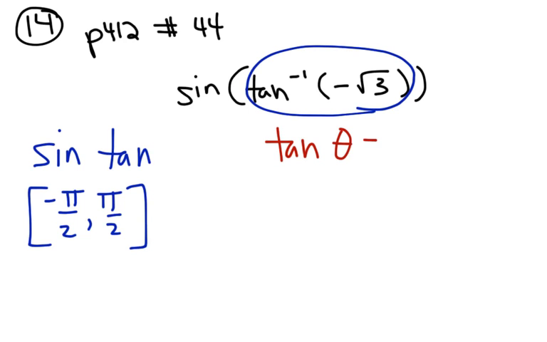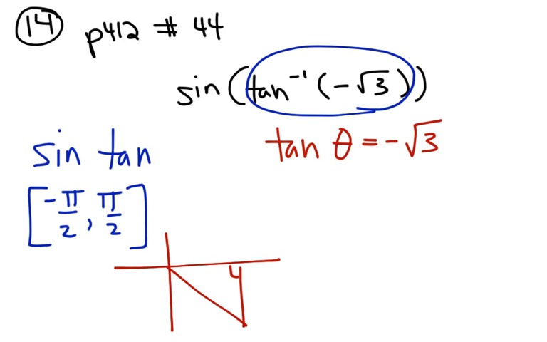The tangent of what angle is going to give you negative square root of 3? Well, first of all, since the answer is negative, it's got to be in quadrant 4. And if it's got to be in quadrant 4, do this.